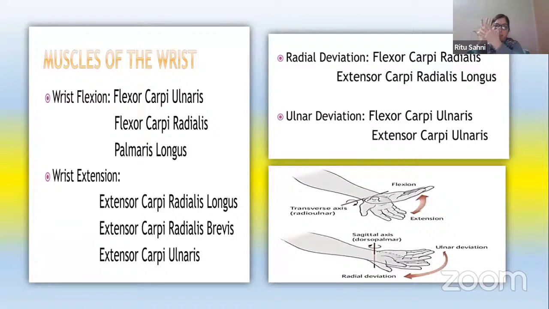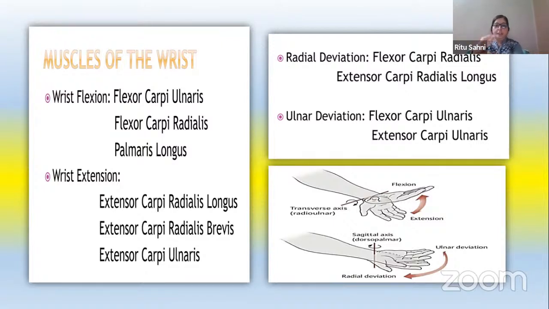And if we talk about the wrist extensor group, the radial nerve supplies the extensor group. There is also extensor carpi radialis towards the thumb, extensor carpi radialis brevis, which is the smaller one, and extensor carpi ulnaris towards the ulnar side. Then we see radial deviation versus ulnar deviation. For radial deviation, flexor carpi radialis and extensor carpi radialis will work. For ulnar deviation, flexor carpi ulnaris and extensor carpi ulnaris will work.